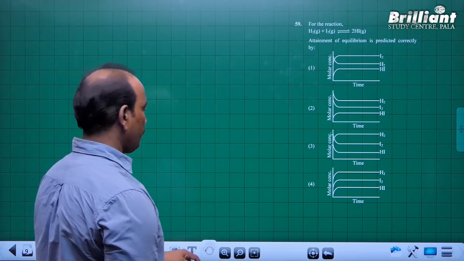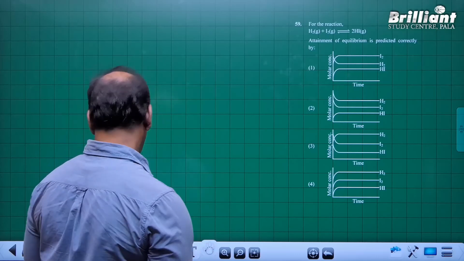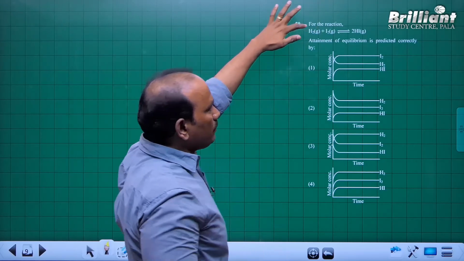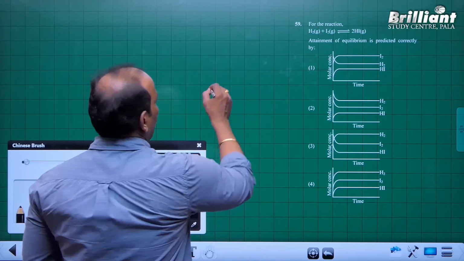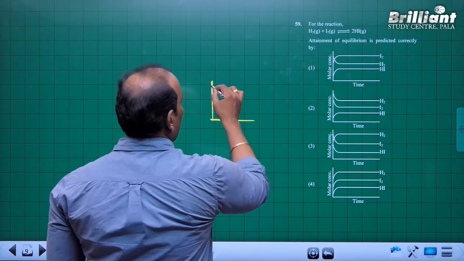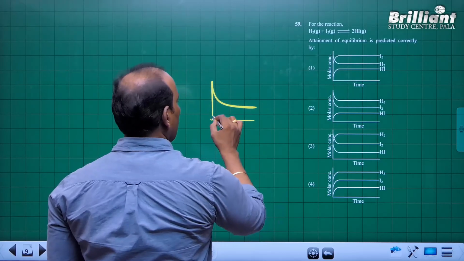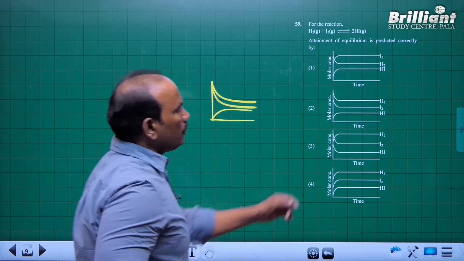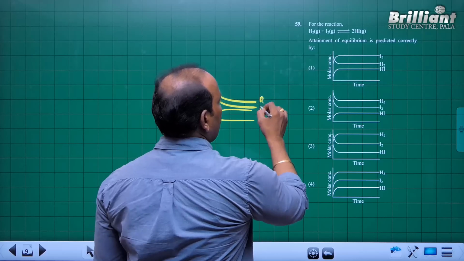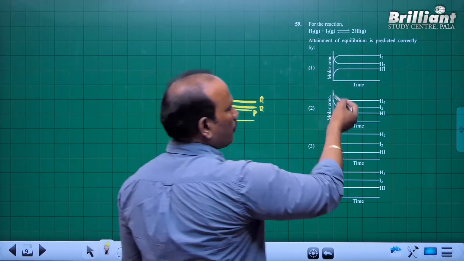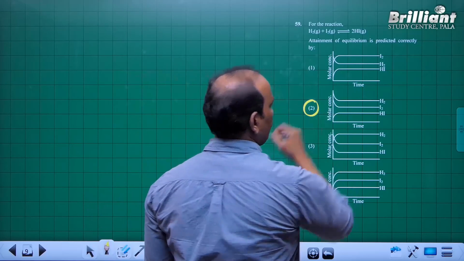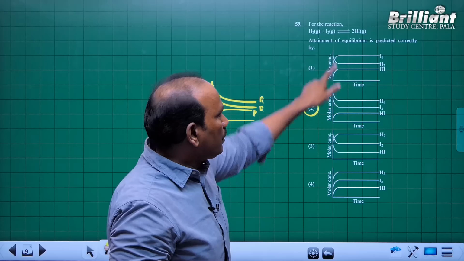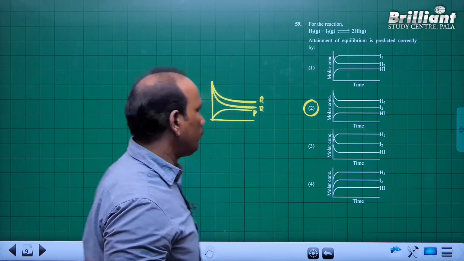Now, the simplest question. These are the reactants, this is the product. Anywhere you see reactants it goes downward, and the product goes upward. How many reactants are there? Two reactants are there, and one product. So the option is this one. Clear? There is no other content. It is downward, this is from 0.